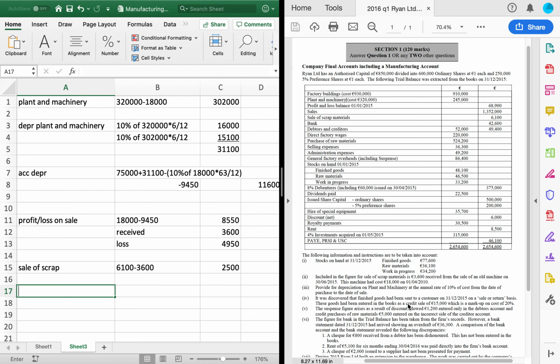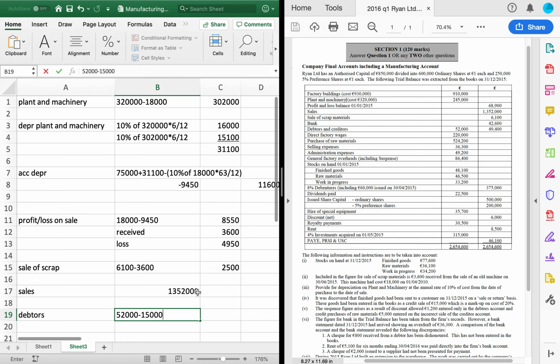So sales and debtors should go down because the sale has not taken place. So sales is 1352 and debtors starts off as 52,000, and we're going to take away the sales from that. So we sold 15,000 to them, so we're going to take 15,000 away from both.